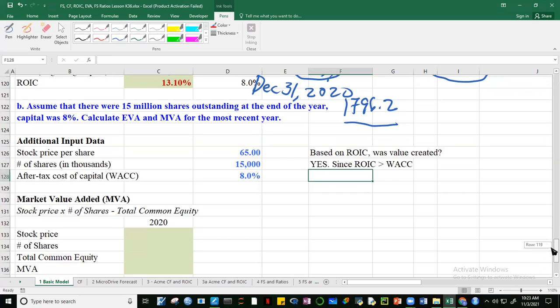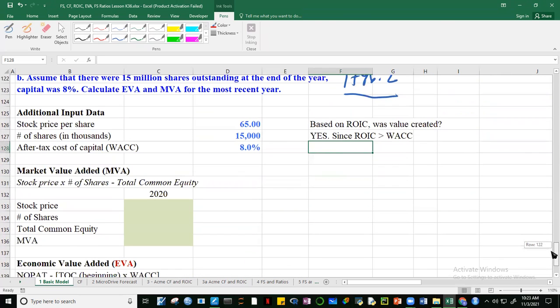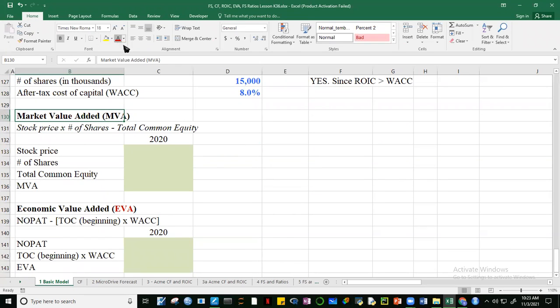Okay, so next, guys, we go to market value added. So we have used one measure, ROIC. There are two other measures that we're going to learn now. Market value added. Okay, so this is also a very important measure. And economic value added. If you read the text, guys, you would have already met market value added.